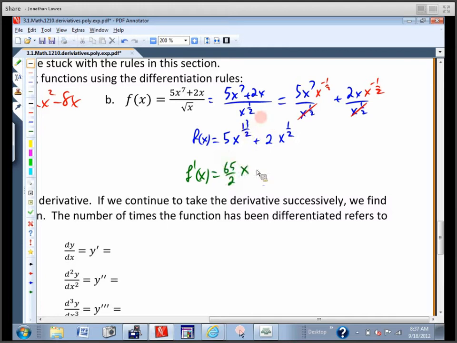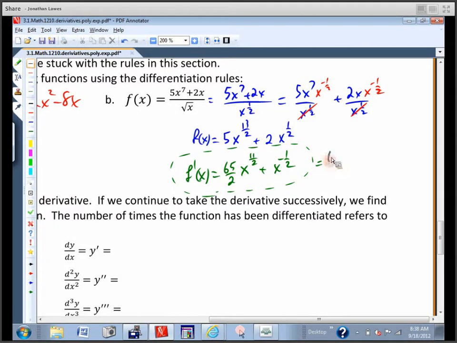So if I say what's the derivative, what's f prime of x, this would be, let's see, if I multiply by the exponent, that's going to be 65 halves. If I reduce the exponent by 1, that's reducing it by 2 over 2, so that's going to be 11 halves. And then this one's going to be a half times 2, so that's going to be a 1. And this is going to be reduced by 1, so that's going to be x to the negative 1/2.